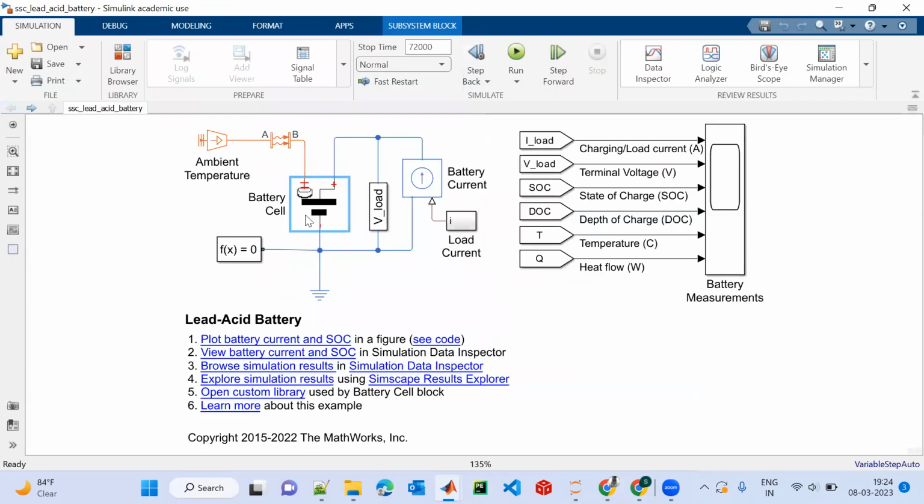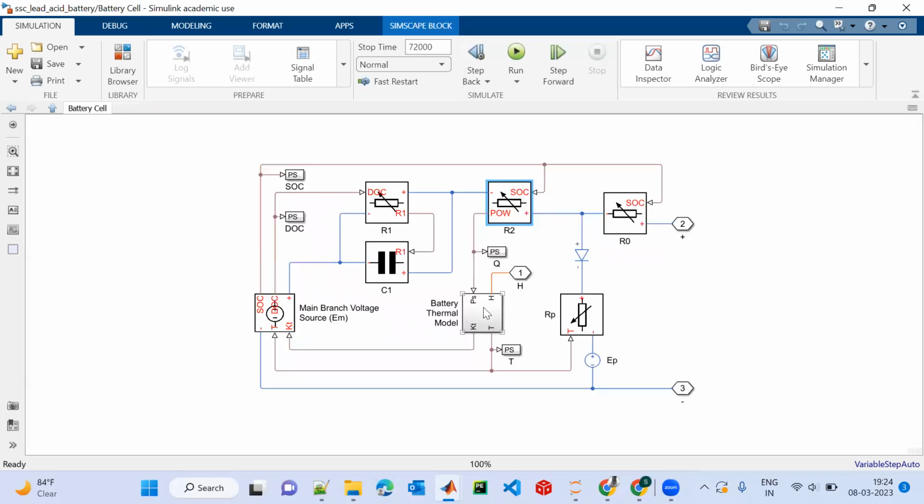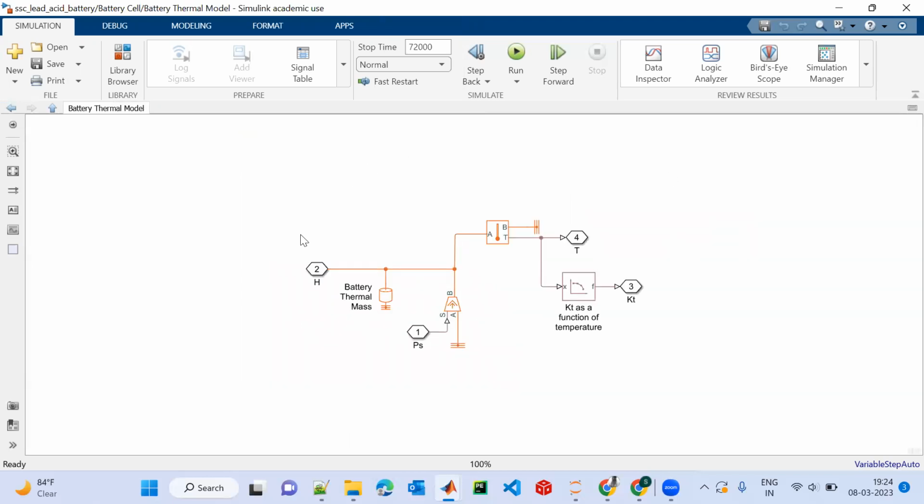Now, this is the ambient temperature source that is going into this battery cell. And here, this is basically the battery thermal model, where all the thermal related things that affect the battery are considered, due to battery charging and discharging, as the temperature is increasing.